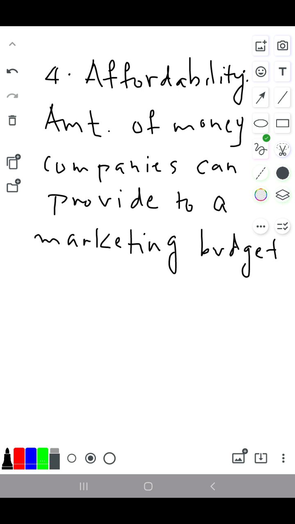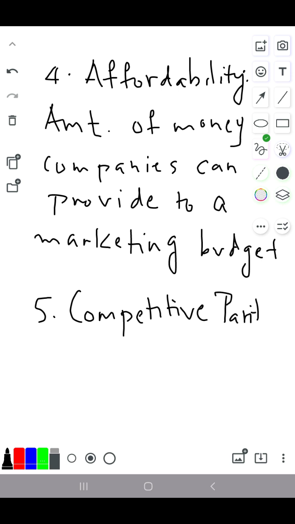And next you have competitive parity. This has to do with your competitors. You're trying to figure out the advertising budgets of your competitors. So if your competitor is spending $10 on a particular product when it comes to advertising, you may want to spend $20 to get the message across.